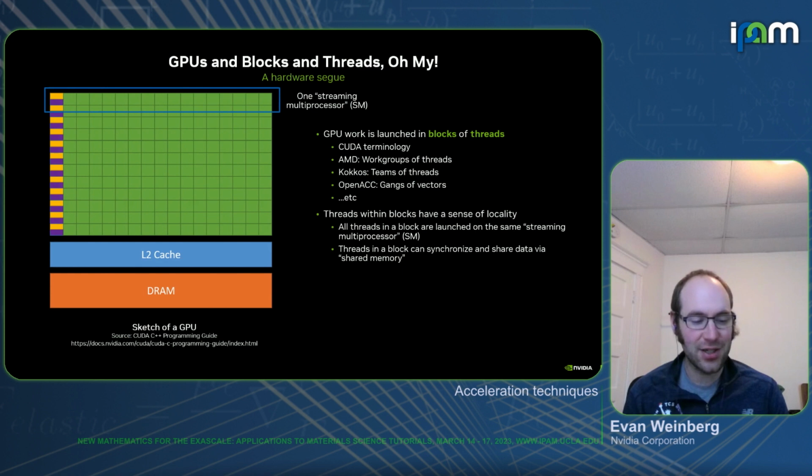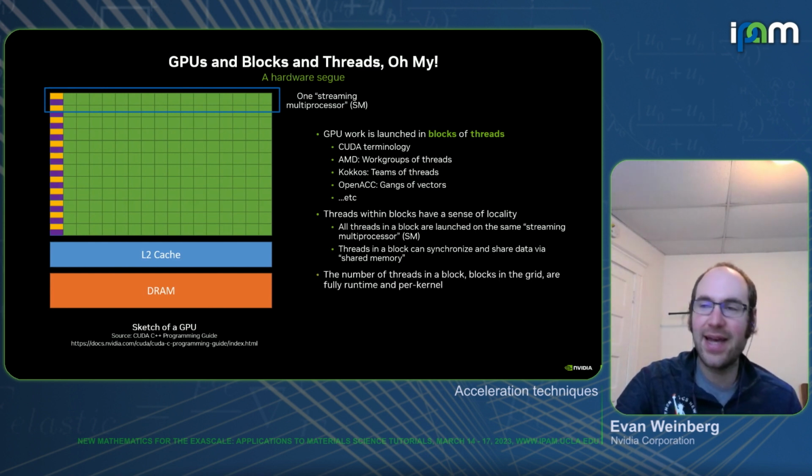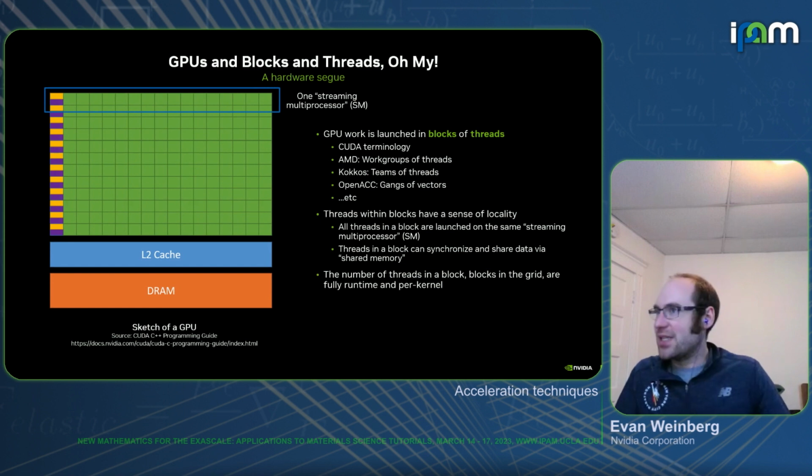When you launch a chunk of work or a block of threads, all of them are on the same SM, which means they share caches for fast communication or good reuse of data. They can explicitly synchronize, which is cool, and they can share data explicitly through a sort of scratch pad memory. So locality is great. And the nice thing is all of this is runtime.